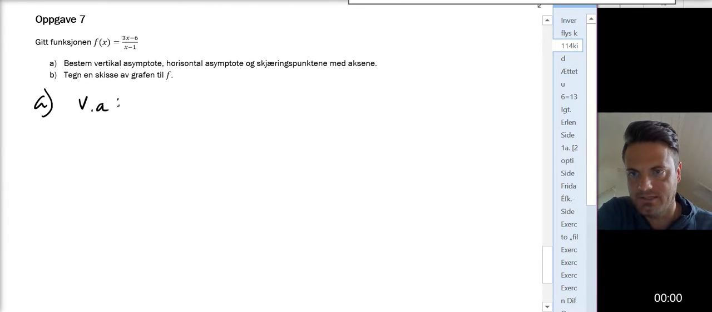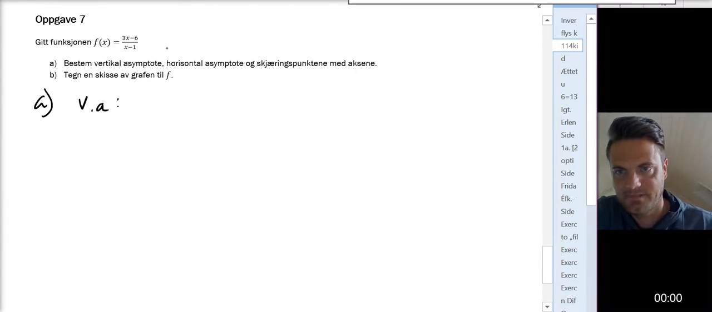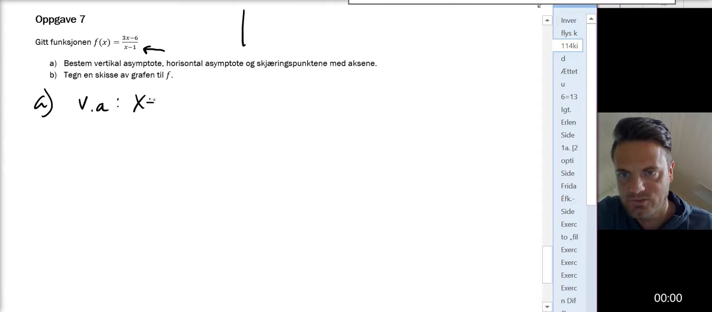And the vertical asymptote is a vertical line like this, which goes through the x-axis for the value which makes the denominator 0. And we see that that is x equals 1. We can't have x equals 1 here because then we divide by 0. So that's the vertical asymptote.